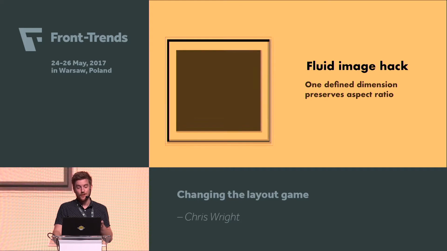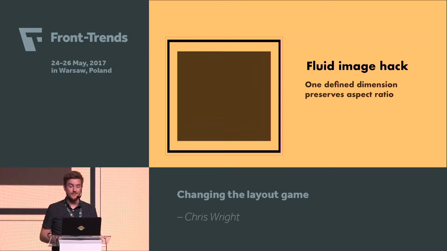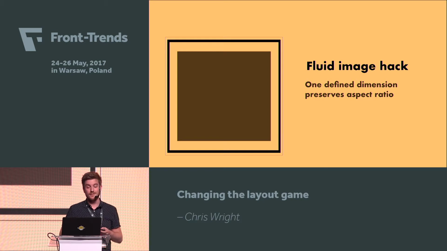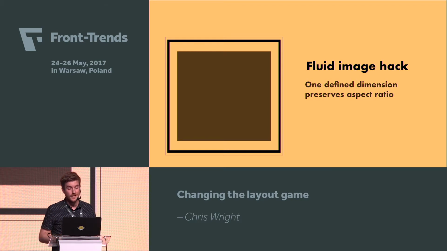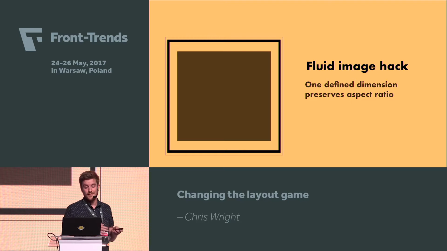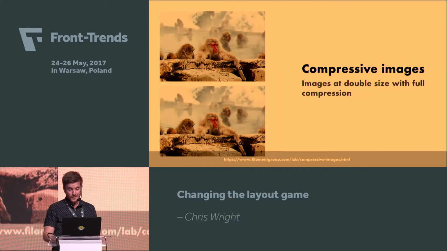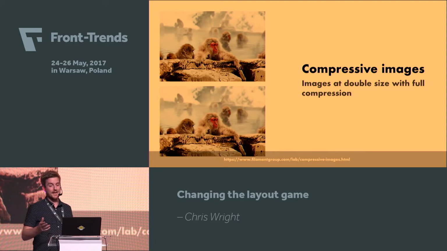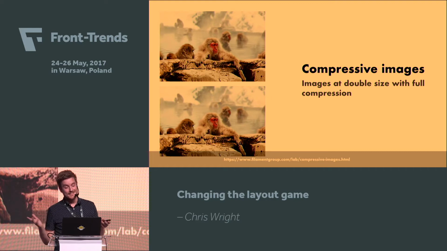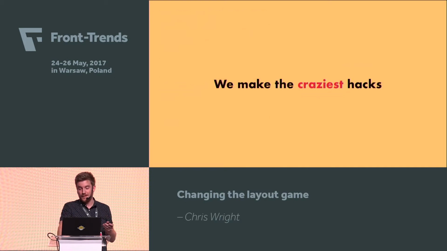But it wasn't until we got the fluid image hack that we started to adapt to different devices. It was one of the key ingredients of Ethan Marcotte's definition of responsive design. It used the fact that one defined dimension preserved the aspect ratio. Then Retina came and ruined our bandwidth. So we blew up our images to twice the size and saved them out at zero quality to get a file size half the size. I guess the thing I'm coming to here is that we make the craziest hacks.